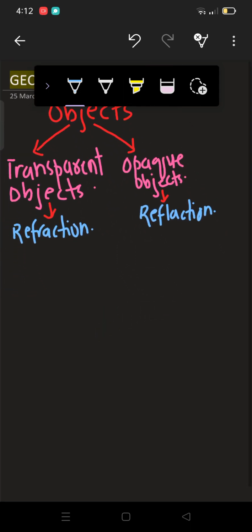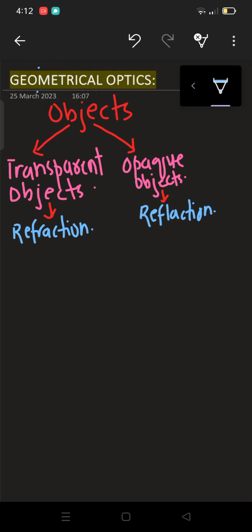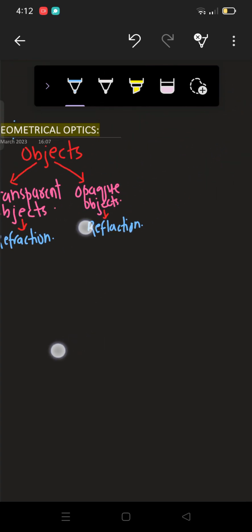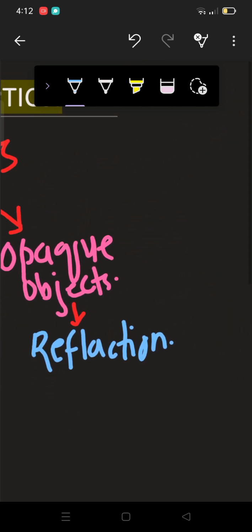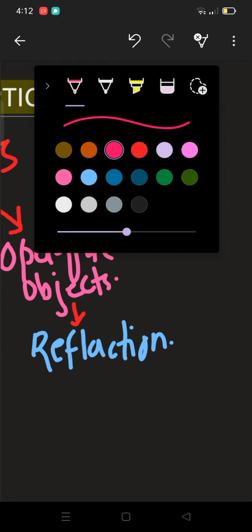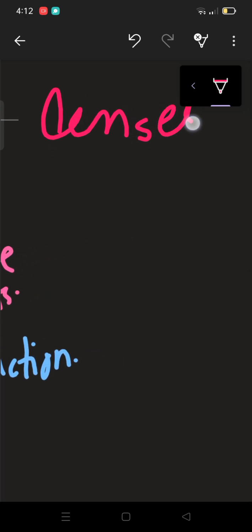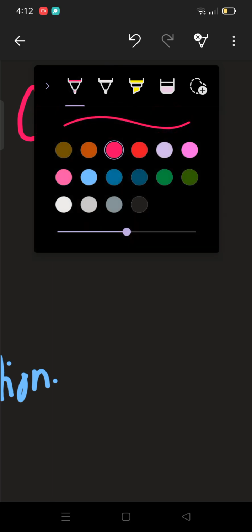So we have two types of objects, transparent objects and opaque objects. In transparent objects refraction happens, and in opaque objects reflection happens. Basically, today we'll be discussing lenses. As lenses are transparent objects, in lenses refraction will be happening. So we will be discussing lenses today. And lenses are what?